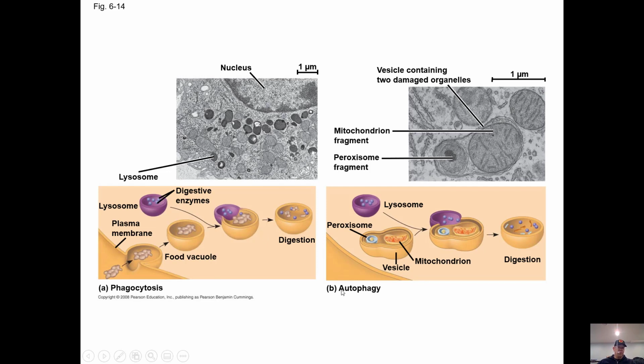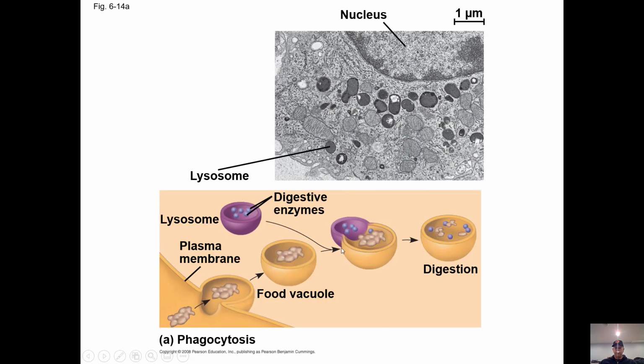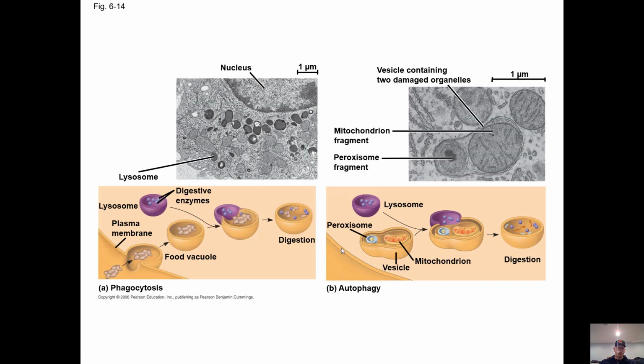And then, as previously mentioned, if an organelle is broken or getting worn down, the cell can also recycle those parts. We call it autophagy. Auto means self, phagy means eating. So it's self-eating. So if you have a busted mitochondria, a busted peroxisome, the cell can lay down a vesicle or a vacuole around them, and then a lysosome will meet up with it and digest those down.